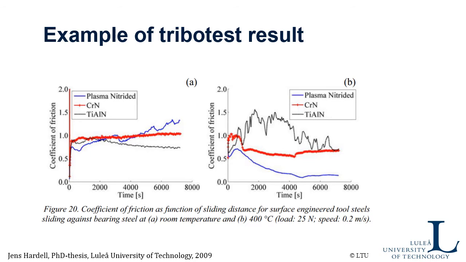Why was it constant in one case? Why was it changing in another experiment? And actually I was wrong. This was room temperature and this was high temperature. So you can also compare two temperatures. So even if this is a model test, you can learn a lot about the material pair behavior under various test conditions.